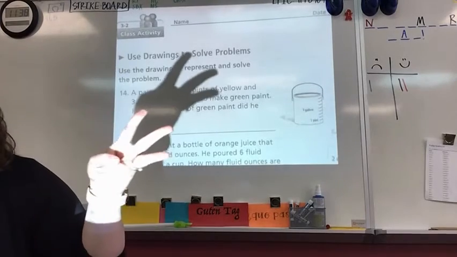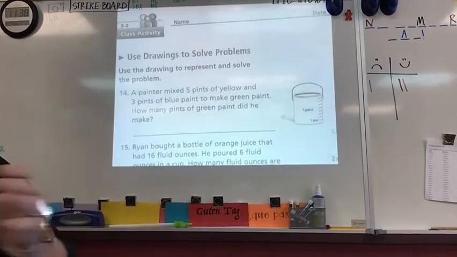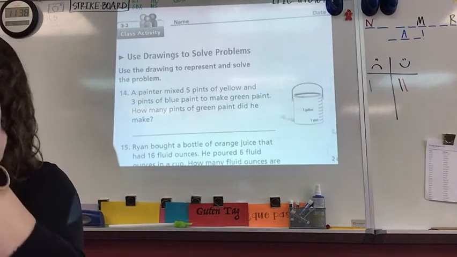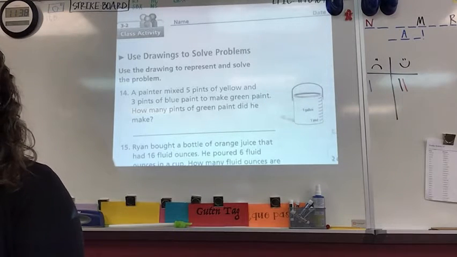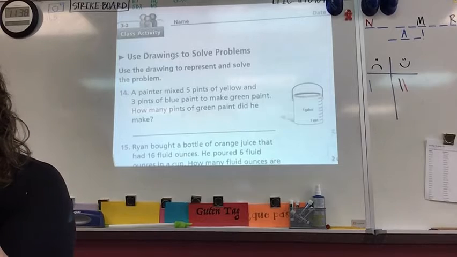Activity numero 3. Our last activity. Thank goodness. These have lots of pictures provided for you, and you're going to notice this in your homework.